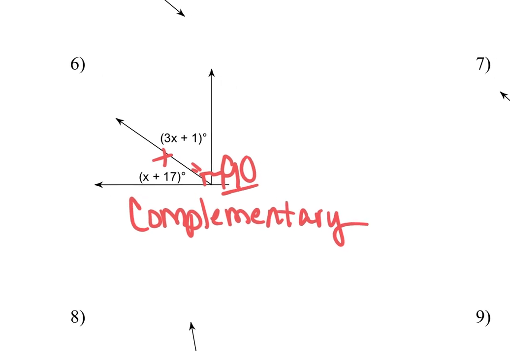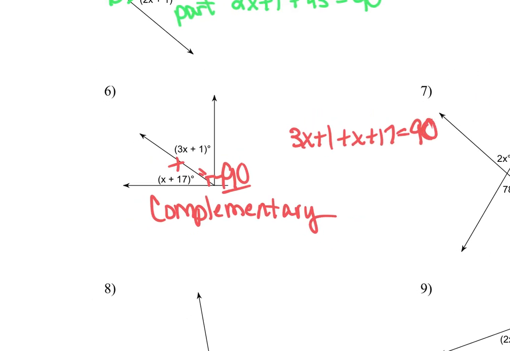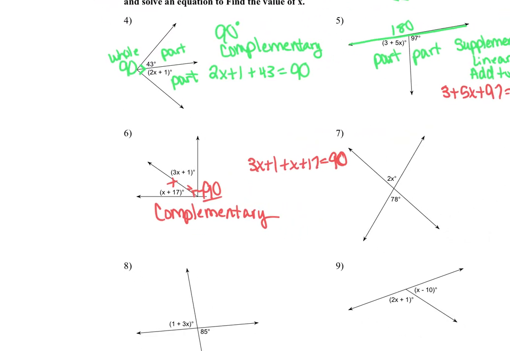So in our equation, we would just write 3x plus 1, that's part 1. The other part is x plus 17, and they are going to add to equal 90 degrees. Oops, that didn't fit on there very good. And then again, we would combine our like terms and get x by itself.